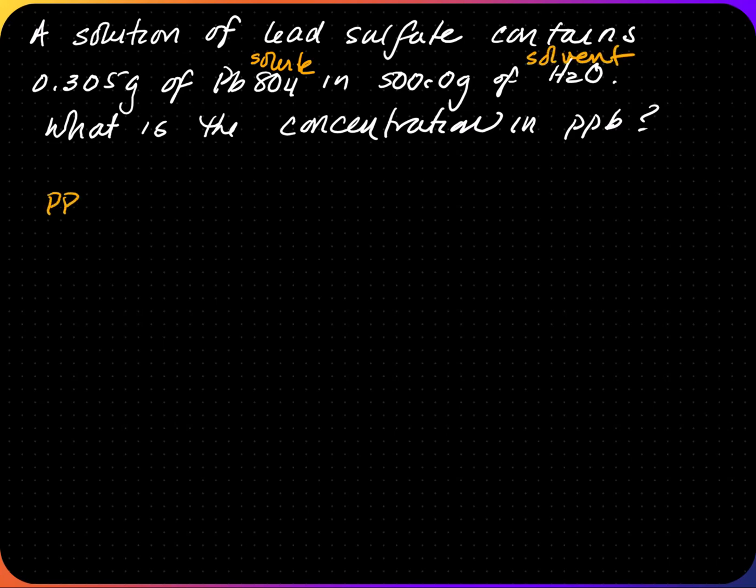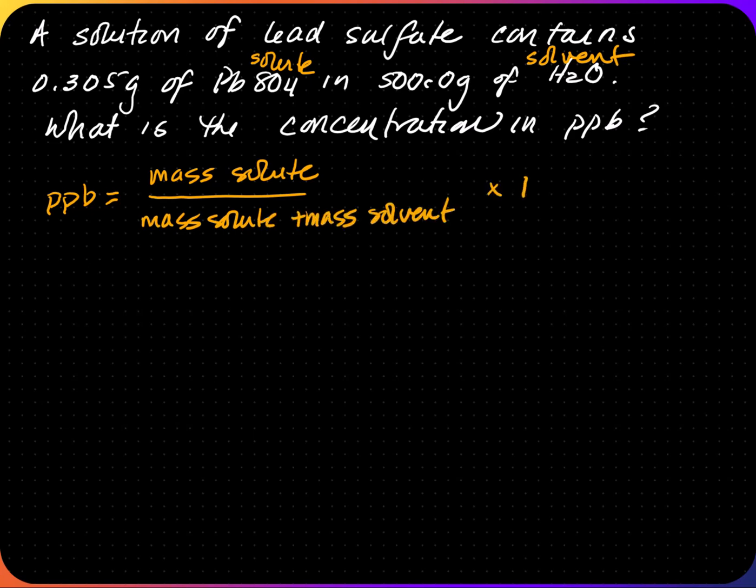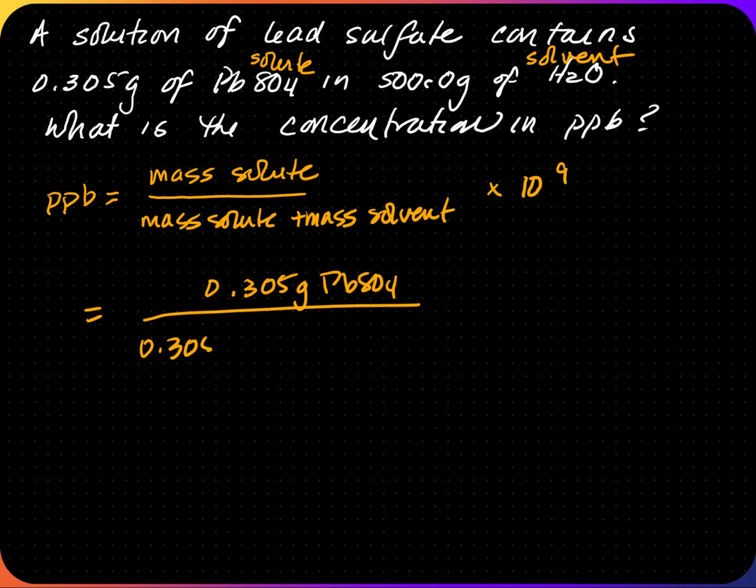So parts per billion is going to be mass of solute over mass of solution. Since we know the solution is given as mass of solute plus mass of solvent, I'm going to already write that in. It's going to be mass of solute plus mass of solvent times 10 to the 9th because it's parts per billion. And all I'm going to do is plug in. So mass of solute is the lead sulfate, so it's 0.305 grams over 0.305 grams plus my solvent, which is 500 grams, times 10 to the 9th. If you plug this into the calculator, you should get something like this.